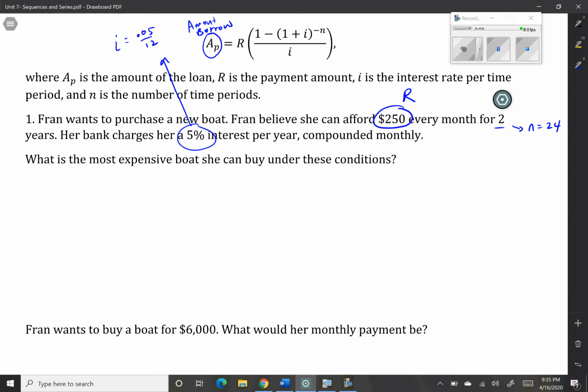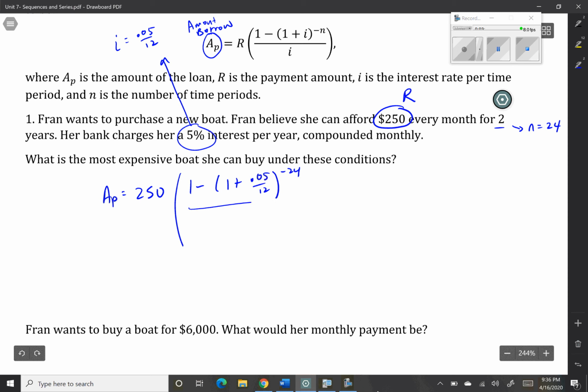So if we plug everything that we now know in, A of P we don't know, 250 times 1 minus 1 plus 0.05 over 12, all to the negative 24, because there's 24 payments, all divided by 0.05 over 12. Big nasty fraction there that we have to type in a calculator. So let's type it in.